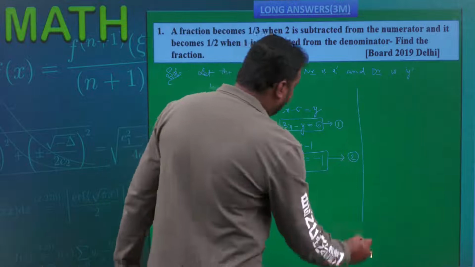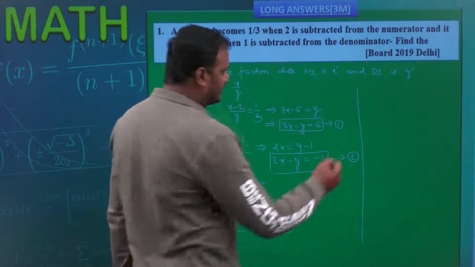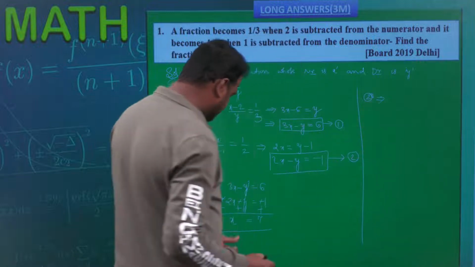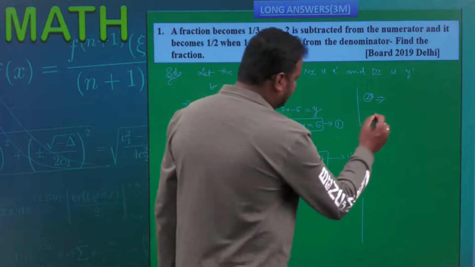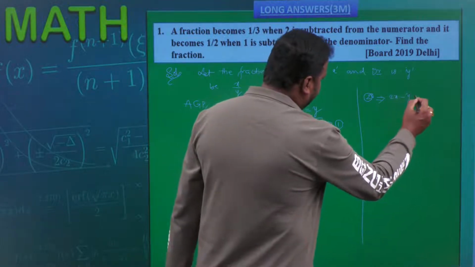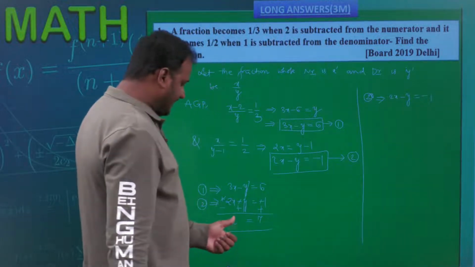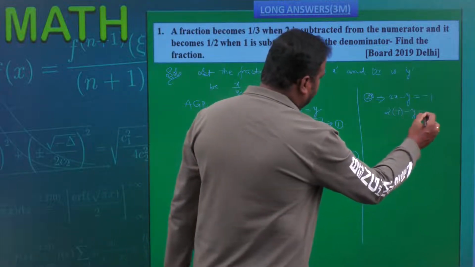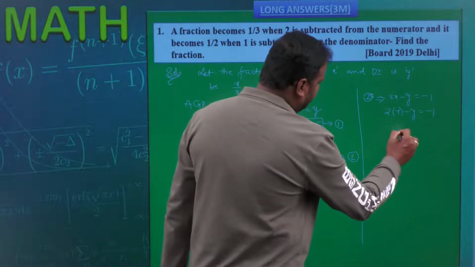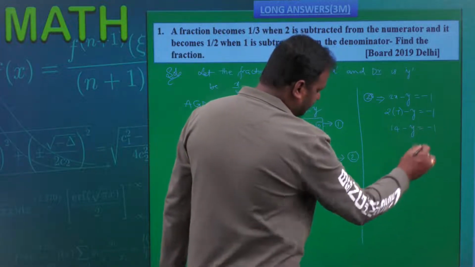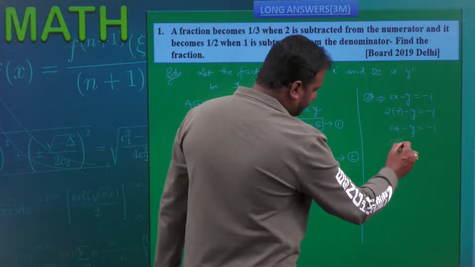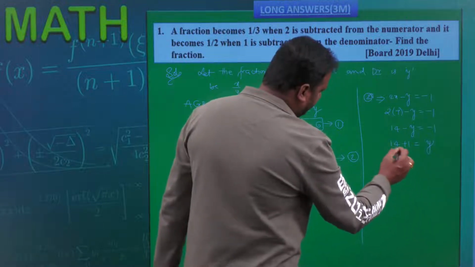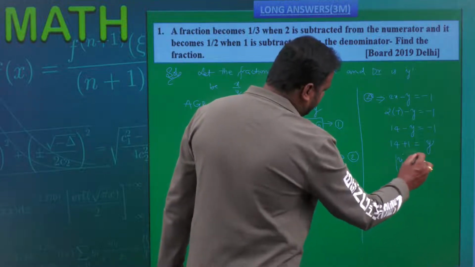Now to get the value of y, I choose one of the equations. Anything is okay, so I choose the second equation: 2x minus y is equal to minus 1. The value of x is 7, so 2 into 7 minus y is equal to minus 1. 2 sevens are 14, minus y is equal to minus 1. Transposing, 14 plus 1 is equal to y. Therefore, the value of y is 15.